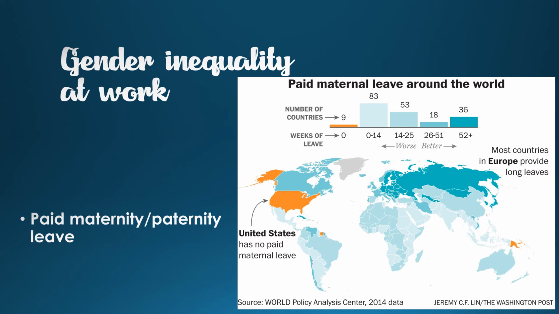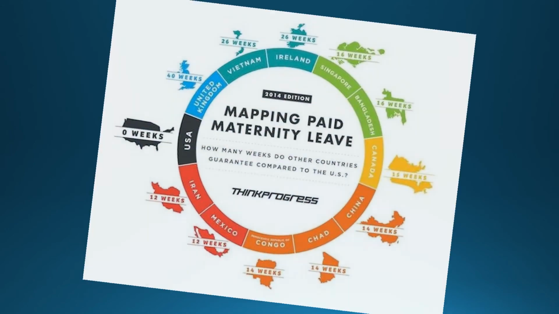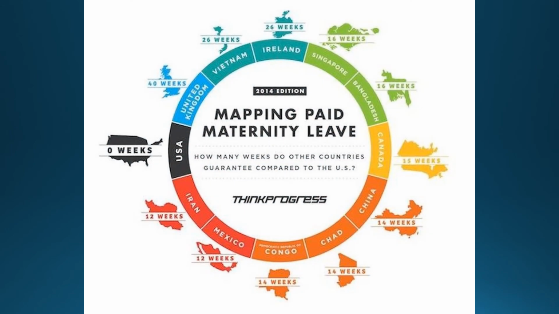So I want to also share this chart with you that illustrates some of the different data points from around the world. So the USA, 0 weeks of maternity or paternity leave. And if you take a look at the United Kingdom, they do 40 weeks. Vietnam does 26 weeks. Ireland does 26 weeks. Singapore does 16 weeks. Canada does 15 weeks. Bangladesh does 16 weeks. China does 14 weeks. Chad does 14 weeks. The Congo does 14 weeks. Mexico does 12 weeks, and Iran does 12 weeks. You can see where we stand in terms of the rest of the world.